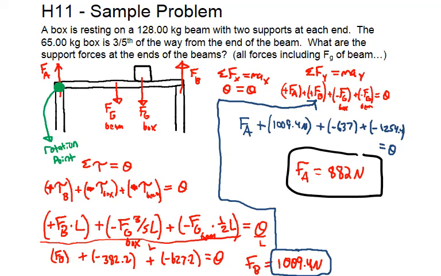So the force on the beam on the left is less than on the right because the box is closer to the one on the right, which has to support more.